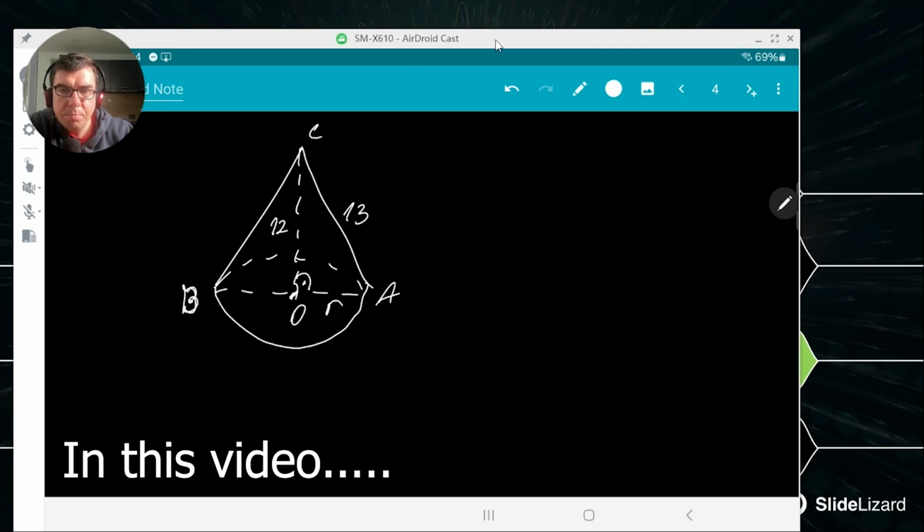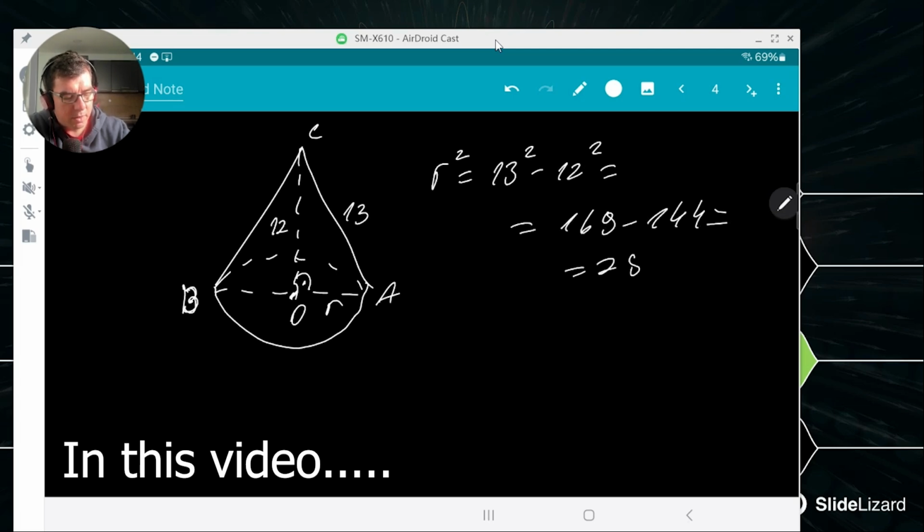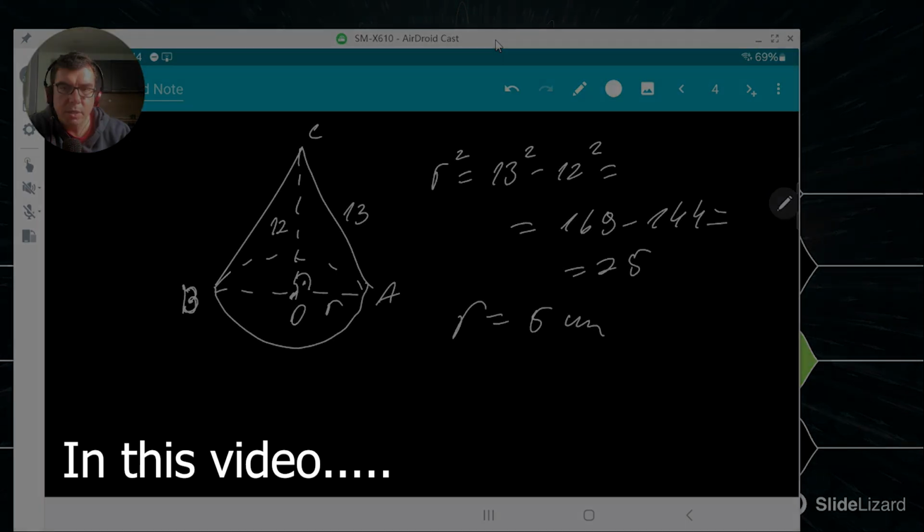The height is perpendicular to the base. Therefore, this is a right triangle, and we can find the radius, the length of OA, with the help of the Pythagorean theorem. So r squared is 13 squared minus 12 squared, which is 169 minus 144. This is 25. R equals 5 centimeters.